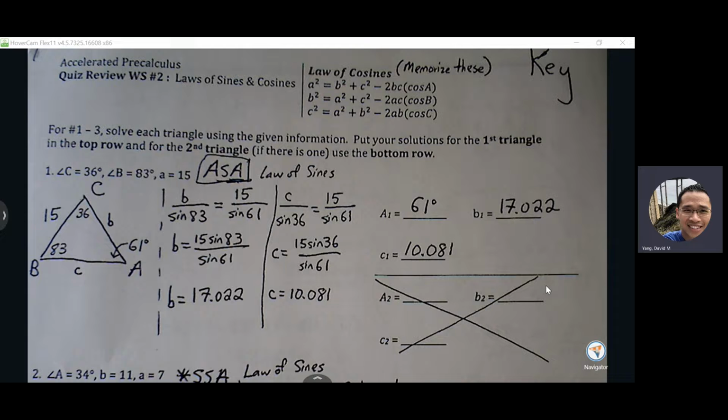For the second triangle, all you have to do is minus this. That's all for me for one. It's not all you have to do.